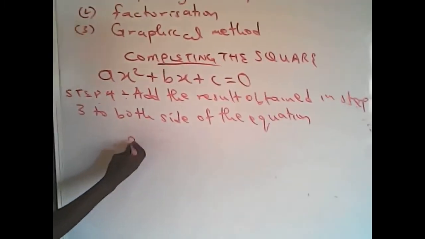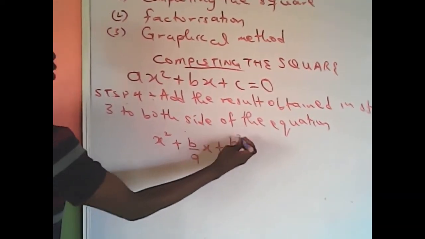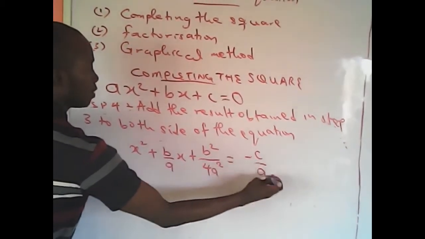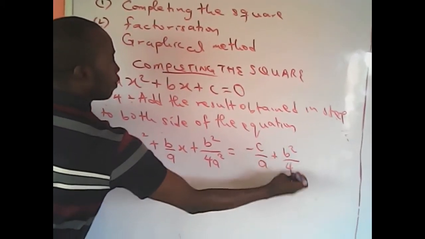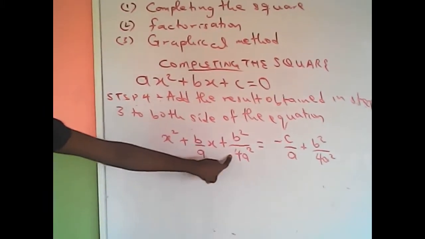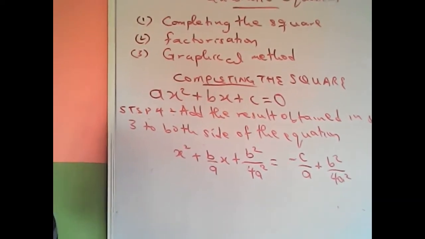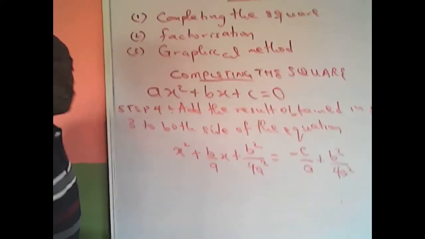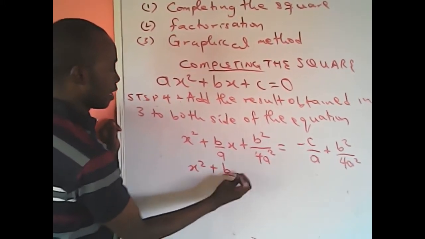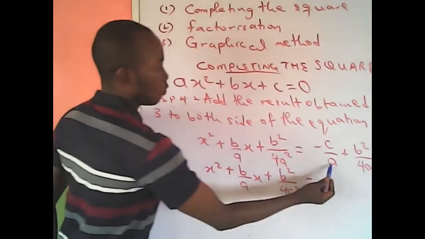Tó túmọ̀ sí ni pé s squared plus b over a x plus b squared over 4a squared equals to minus c over a plus b squared over 4a squared. Now, nǹkan tó wá kù ni pé a máa wá wo bá ṣe máa play around with the figures. Nǹkan tó kù tá a máa ṣe ni pé a sọ okay, s squared plus b over a x plus b squared over 4a squared equals to, we find the common denominator.